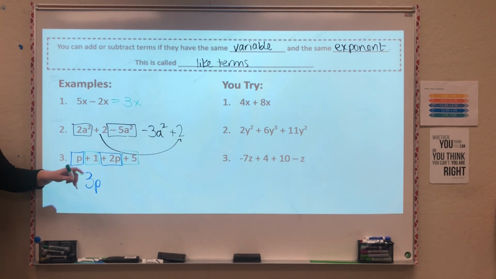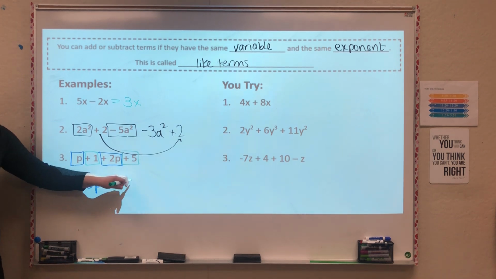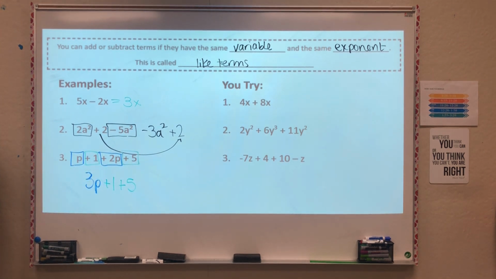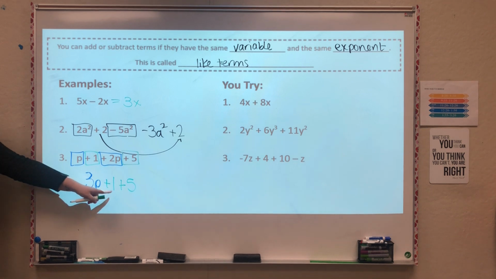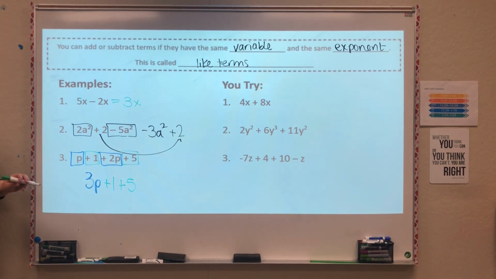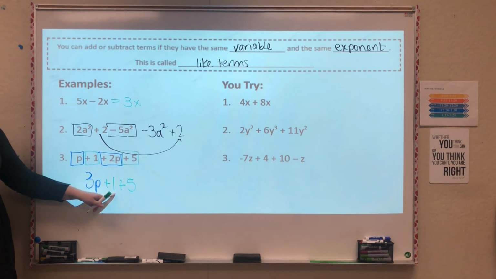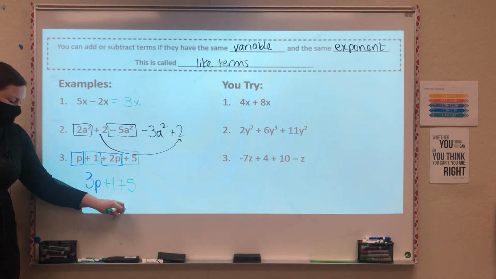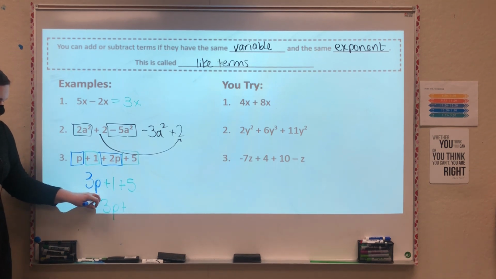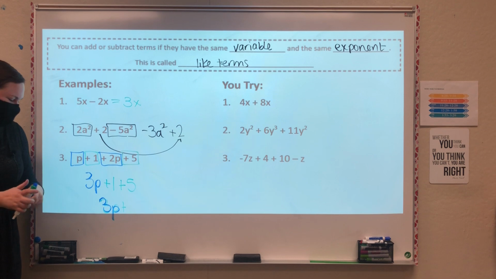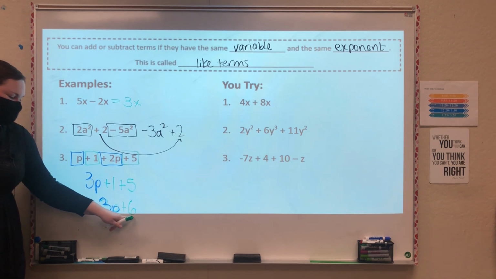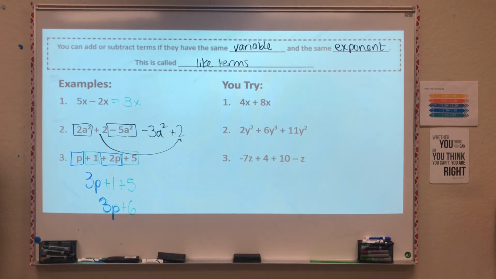Plus 1 plus 5. Alrighty. So we get 3p plus 1 plus 5. Anything else we can do? So 1 plus 5 will be equal to 6. Yeah. So we can finish up by combining these two. We got 3p plus the 6. That 6 is coming from the 1 plus 5.